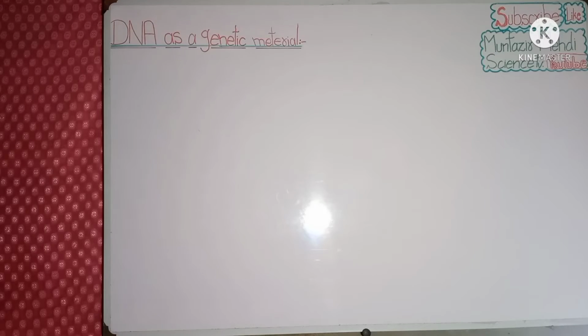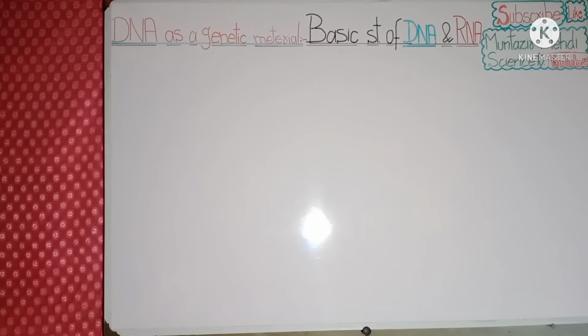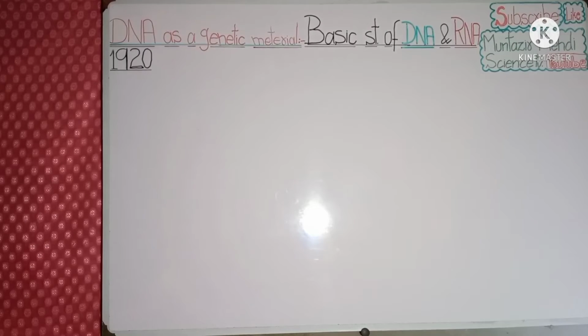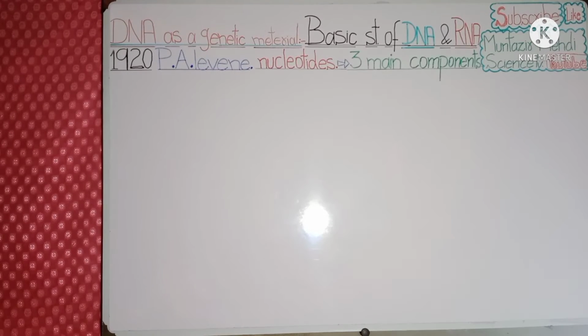Next, we shall study the basic structure of DNA and RNA. In the 1920s, the basic structure of nucleic acids, which include DNA and RNA, was derived by the biochemist P.A. Levene, who found that the DNA molecule contains nucleotides. These nucleotides contain three main components. The first one is the phosphate group. Its chemical form is PO4, like this.